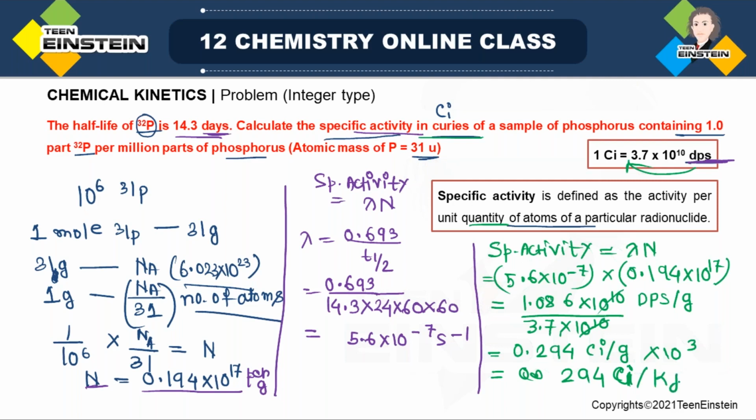per kg. So it depends on what the question asks: if it asks to express it per unit quantity of kg, then the answer will be 294, but if it is in gram it will be 0.294. So we have to read the question carefully, to check in which unit it is asking to express the final answer. Okay, so should I repeat it once more? Is it okay?